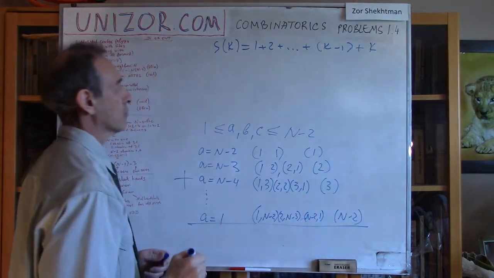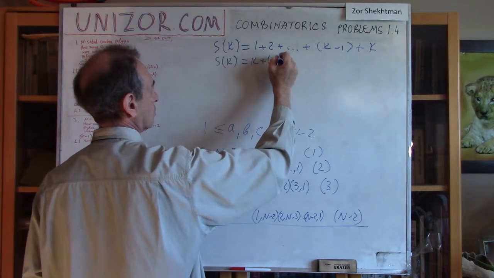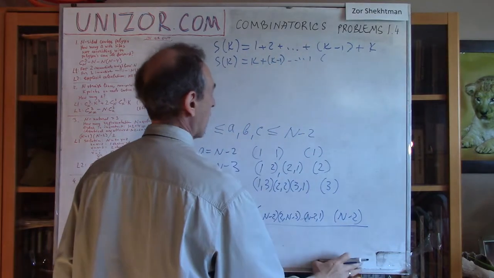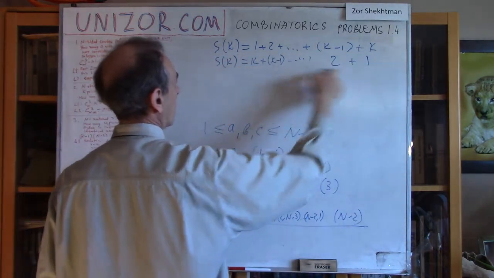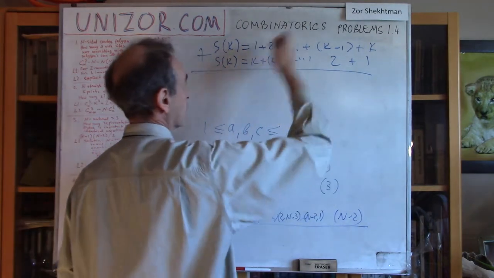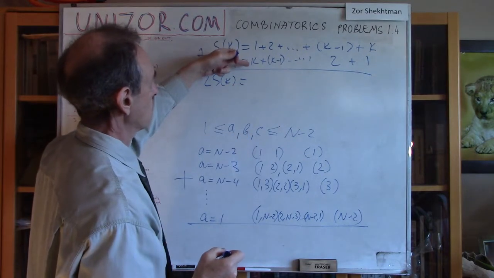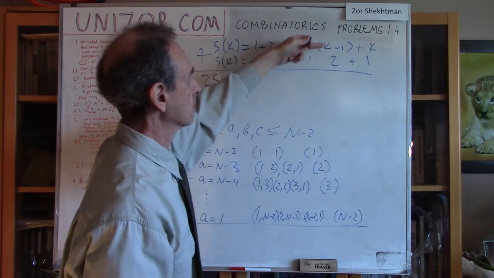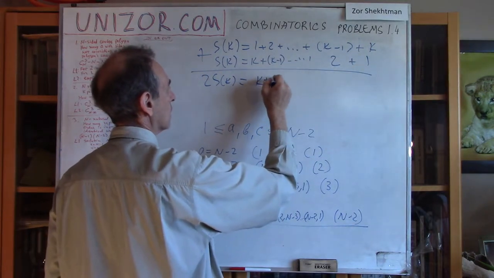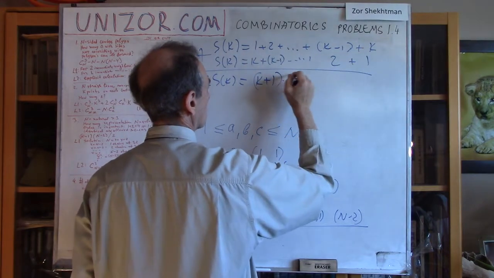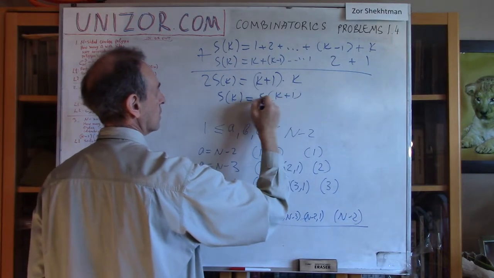Let's sum up all the numbers from 1 to k. And I remember that I have to just do it in the opposite order. So this is from 1 to k, this is from k to 1, this is the same thing. Now I sum them together vertically. I have 2S equals 1 plus k, k plus 1, 2 plus k minus 1, k plus 1, etc., k minus 1 plus 2, k plus 1, k plus 1, k plus 1. So I have k plus 1, how many times? 1, 2, 3, 4, 5, k. So the sum is equal to k times k plus 1 over 2.